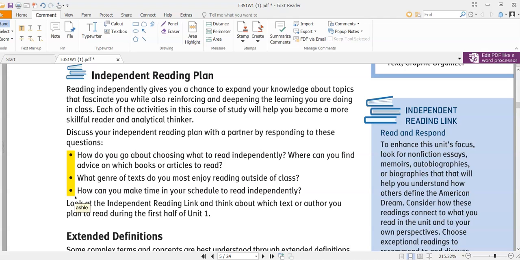Now, I know you might be thinking, well, I don't like to read outside of class at all. So what genres do you like if you had to choose? And if you don't know what a book genre is, go to Google, type it in, and see what pops up. So you'll find that there are tons and tons of different genres, as well as examples that go along with them. And then last but not least, how can you make time in your schedule to read independently?